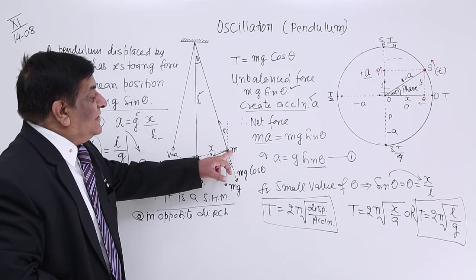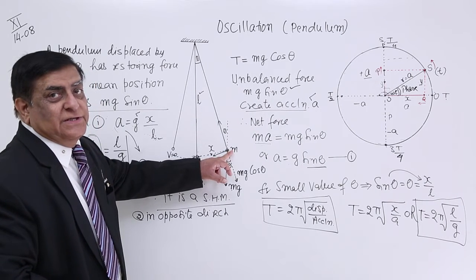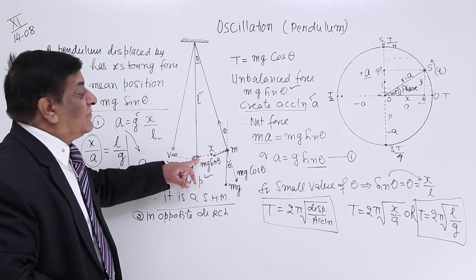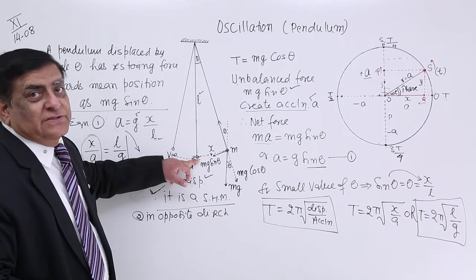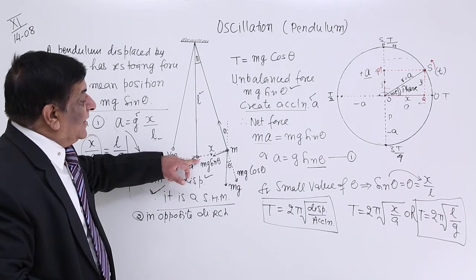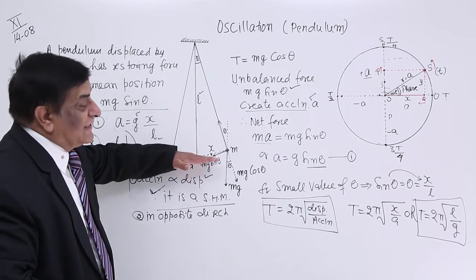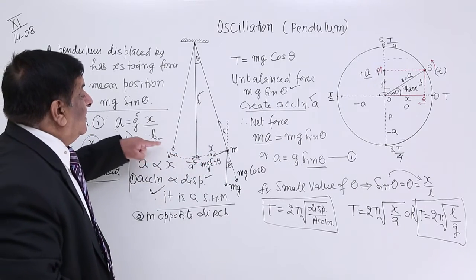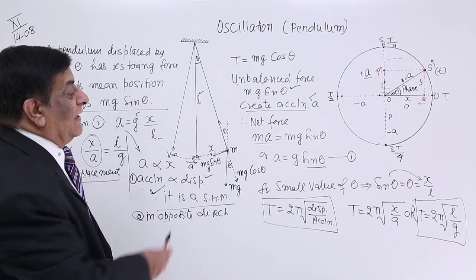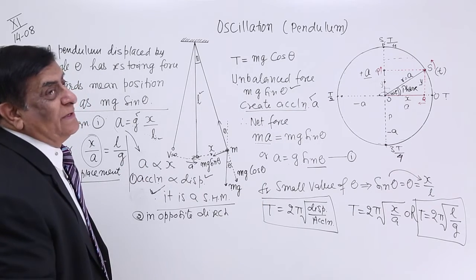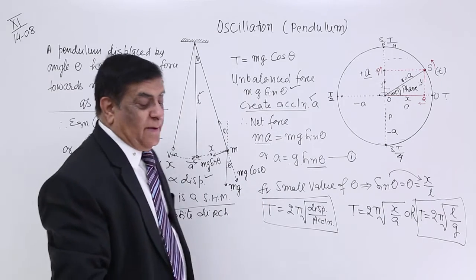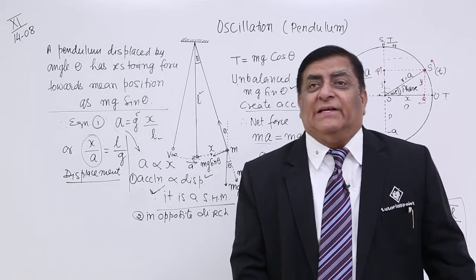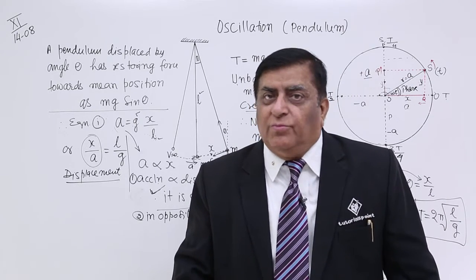Here it has potential energy, velocity is 0. Here it has maximum kinetic energy because velocity is maximum, and minimum potential energy because it is at a minimum height. So in this way it keeps on oscillating, and we got the formula for time period. So this is what's happening in a pendulum, and this is an example of simple harmonic motion.